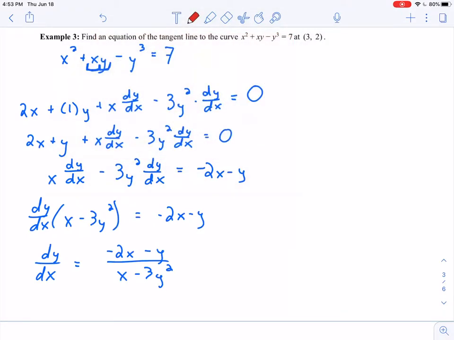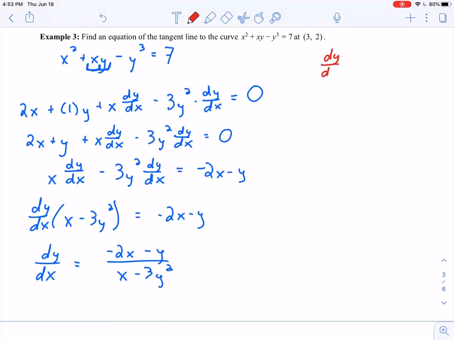Because what comes next? Remember, the thing I'm trying to find is the equation of the tangent line. I need the slope of the tangent line. So I'm going to take my ordered pair and plug that into my derivative. Take the x value, I plug it in for x. Take the y value, plug that in for y. So let's do that. I'm just about out of room at the bottom.